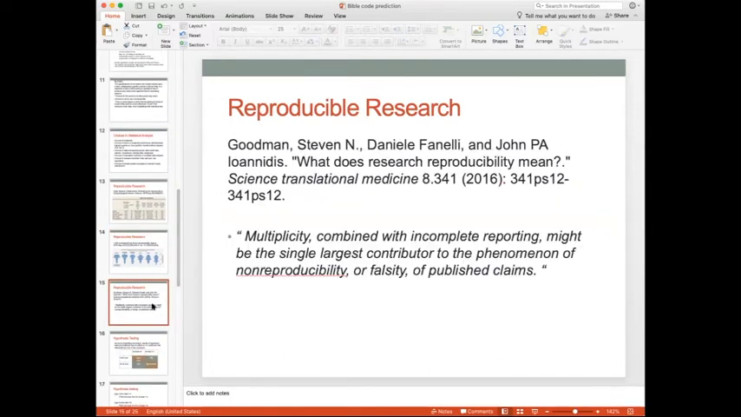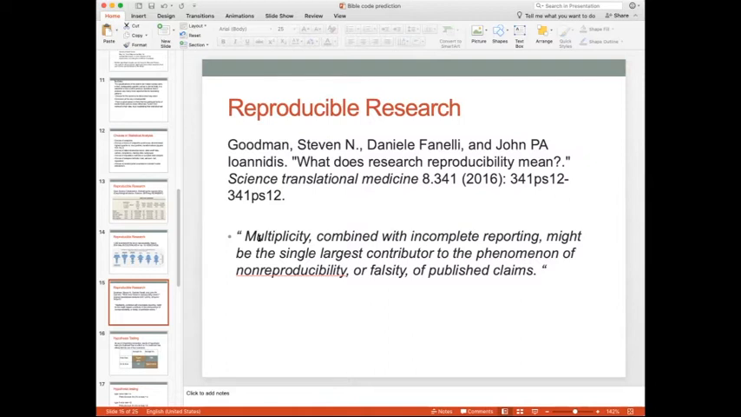Of course, the reproducibility problem is not only due to multiple comparisons, but is also possibly due to other reasons, for example confounding and other experimental design issues. But here, Steve Goodman, in a paper in Science Translational Medicine, said that multiplicity combined with incomplete reporting might be the single largest contributor to the phenomenon of non-reproducibility or falsity of published claims. So what does that mean?